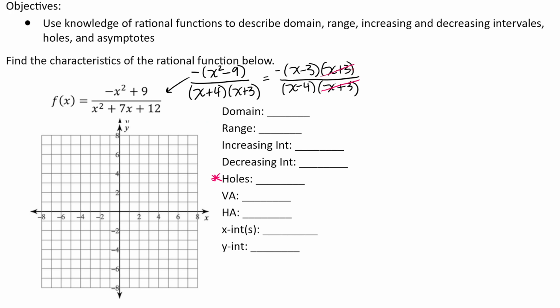But let's do ourselves a favor and keep track. We know that negative 3 would make this become 0. So let's write that down for later. We just don't know what the y value is going to be.